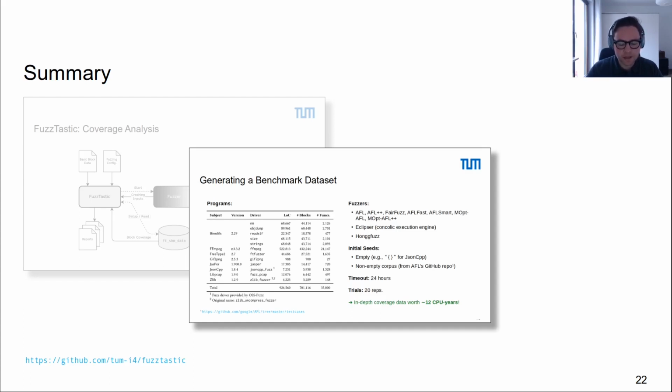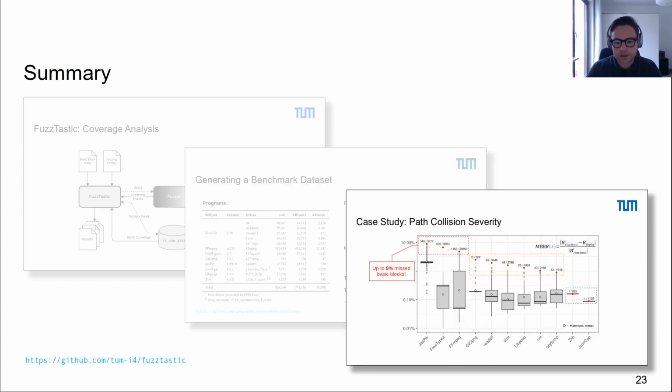And lastly, we have talked about the case study about the severity of the path collisions and how this can actually lead to wrong and biased fuzz evaluations.